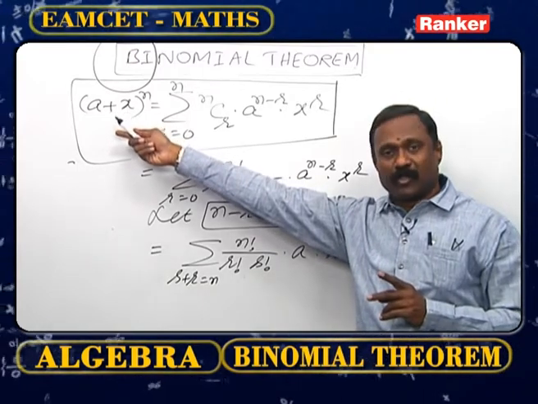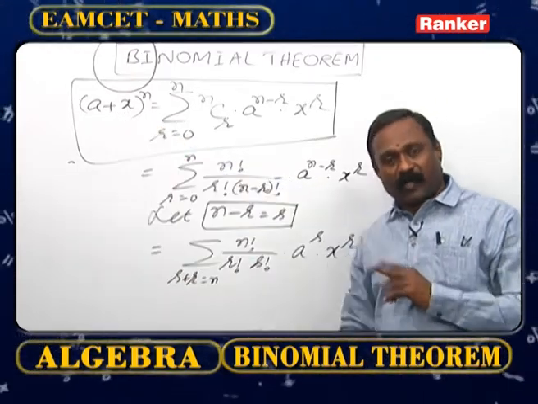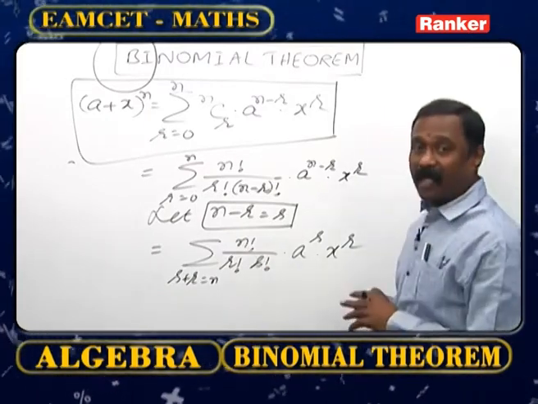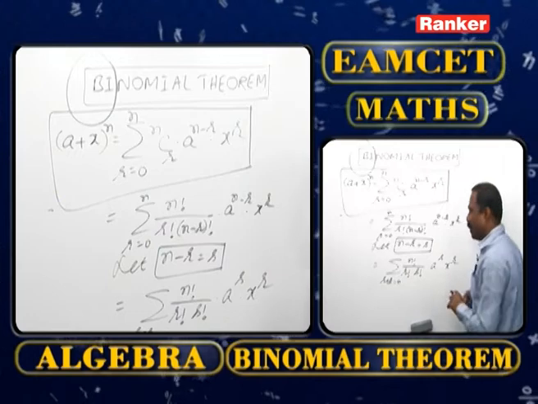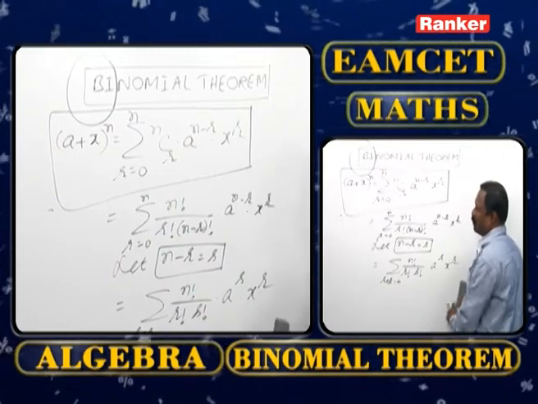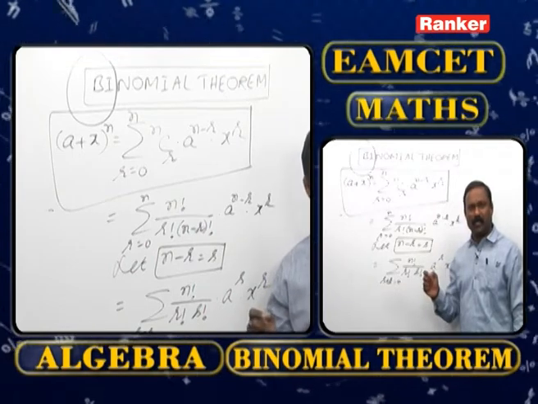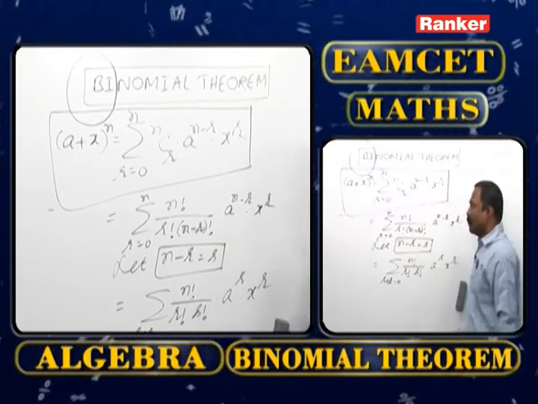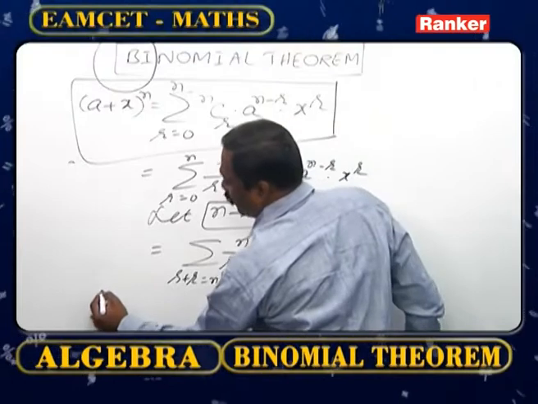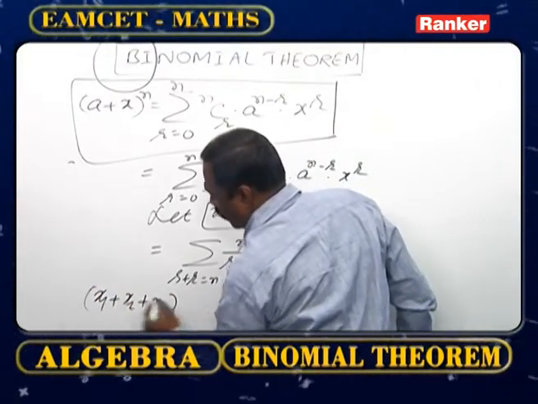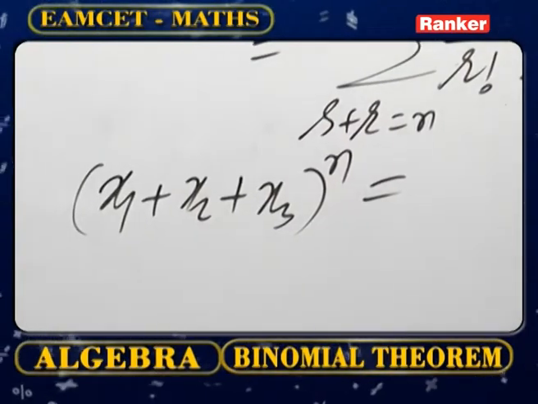Here you are given 2 terms only, and if it is given 3 terms, then you can apply this one. So how can it be extended to more terms? I will take the case of trinomial. Trinomial means 3 terms. I will write it in this way for your better understanding: (x1 plus x2 plus x3) whole power n.